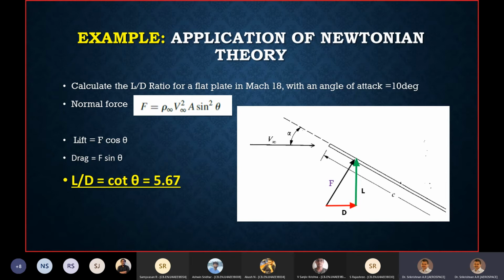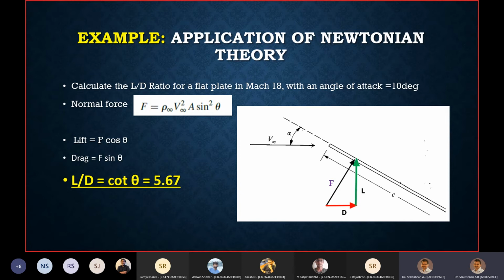Okay. If not, we'll just spare 1 minute for this application of Newton's theory example, a numerical example. Quite straightforward, so I'm not going to explain it much. Calculate the L by D ratio, lift to drag ratio, for a flat plate in Mach 18 with an angle of attack of 10 degrees. So quite high Mach number, so Newton's theory should be reasonably applicable.